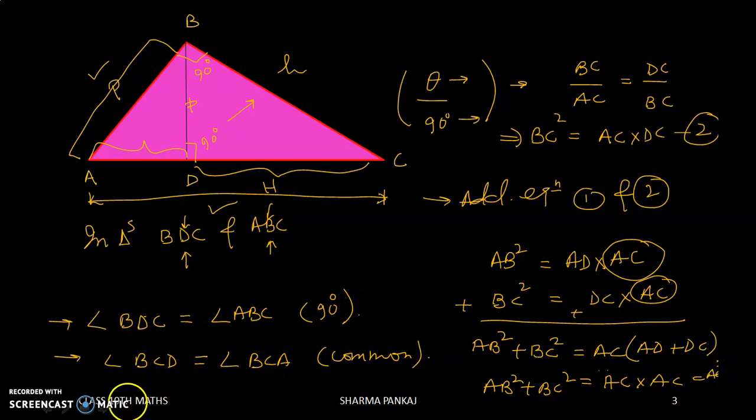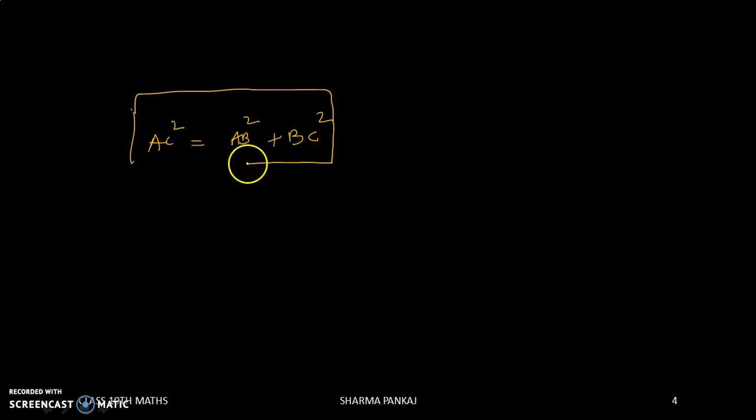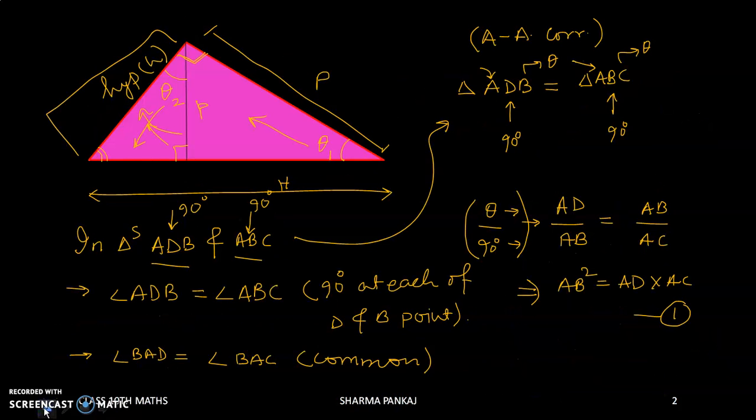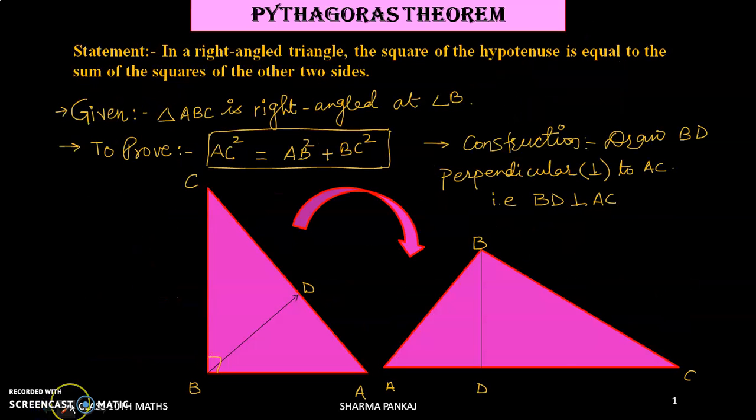Ultimately, we have proven that AC square is equal to AB square plus BC square. So we have proven that AC square is equal to AB square plus BC square, or in a right angle triangle, the square of the hypotenuse is equal to the sum of the squares of the other two sides.